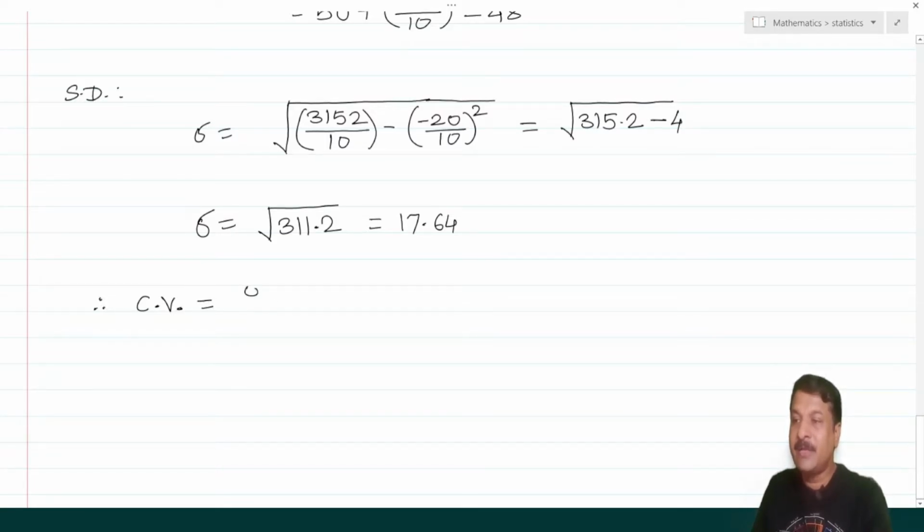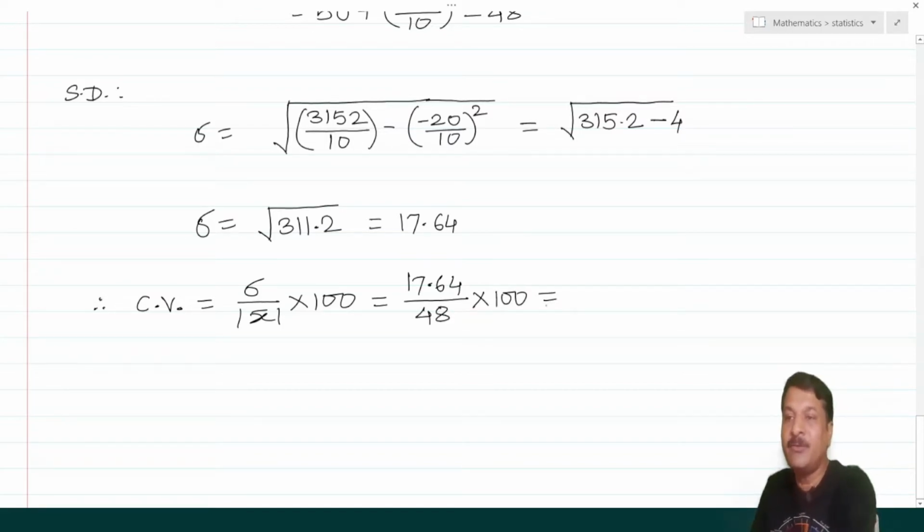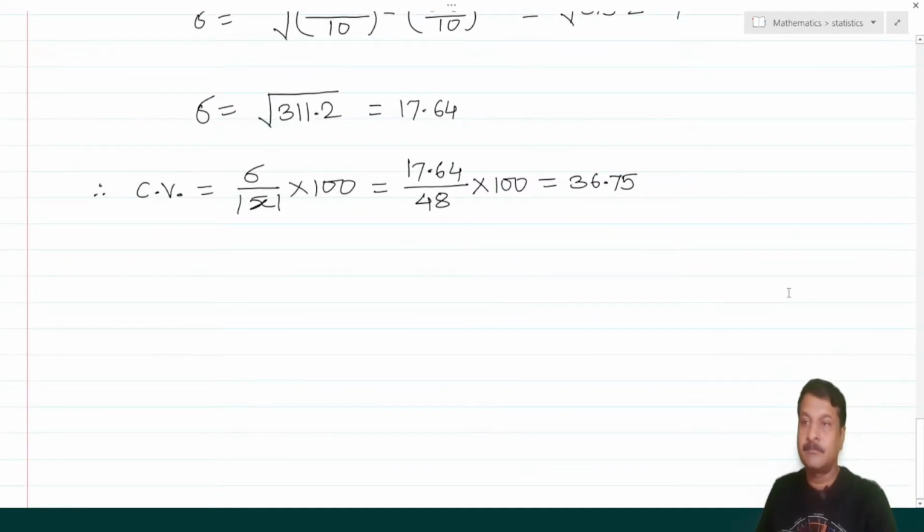It is nothing but sigma upon mod of x bar into 100. So that is equal to 17.64 upon x bar, which is 48, into 100. So find this value by calculator. So I am getting 36.75. So I am getting CV of batsman A is 36.75.